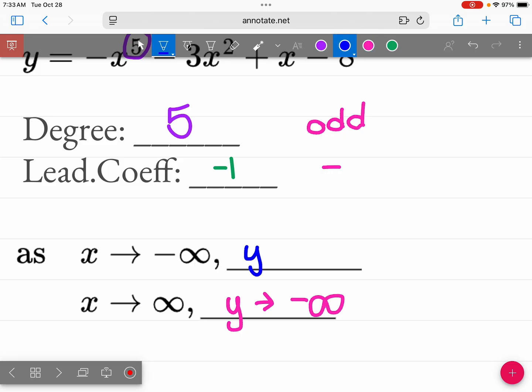So if we know that our y goes to negative infinity when x goes to positive infinity, what happens when x goes to negative infinity? Where's y going to go? Positive infinity. Because odd functions go in opposite directions.